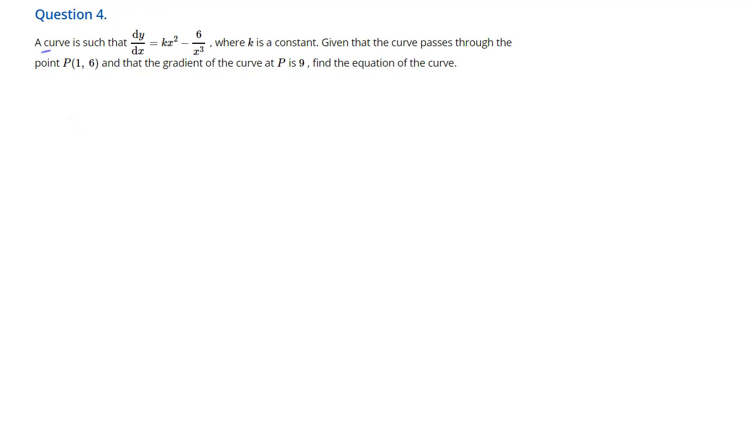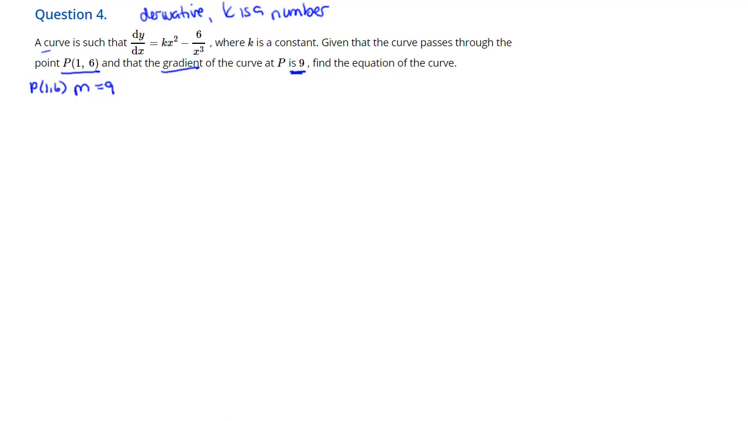Okay, problem number 4. We got a curve. It's given us a derivative of kx squared minus 6 over x to the third. They tell us k is a number, and the curve passes through this point (1, 6). They also give us a slope at point P (1, 6), and that's going to be 9. All right, so what are we going to do here?